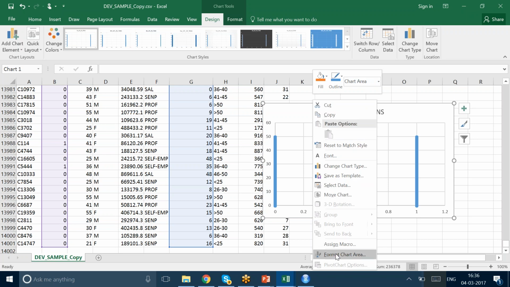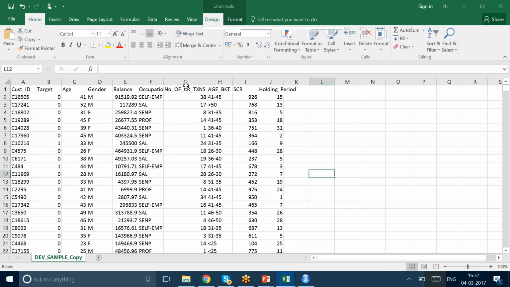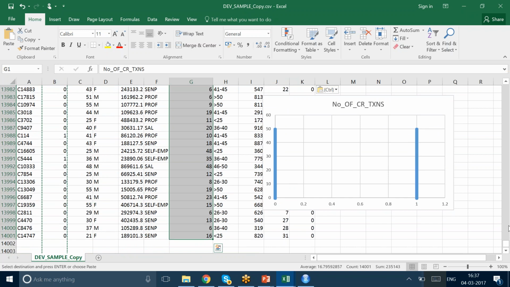Format chart, select data. Let me change this, the horizontal x-axis. Switch row and column. Okay, or probably I'll have to select this data. I'll make a copy of it. Control V. Let me select it this way, because it is not allowing me to switch that on the graph.